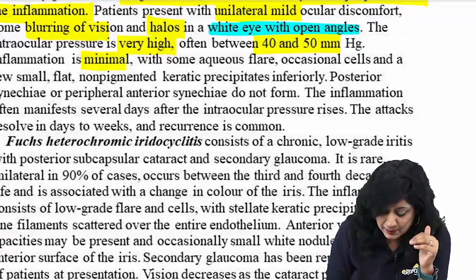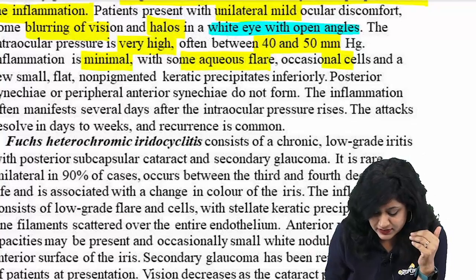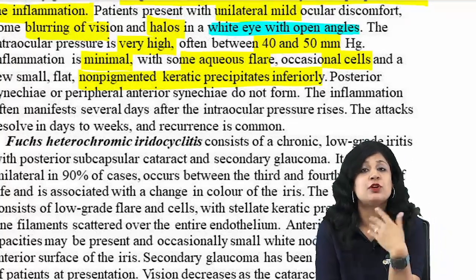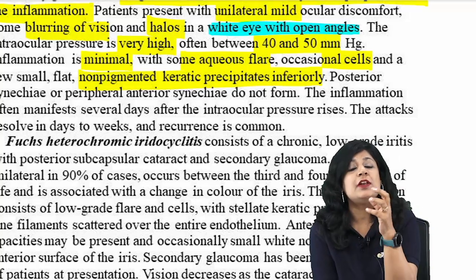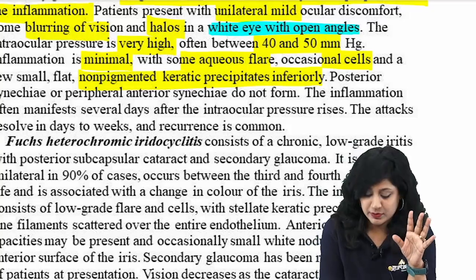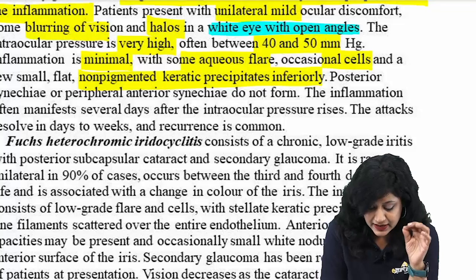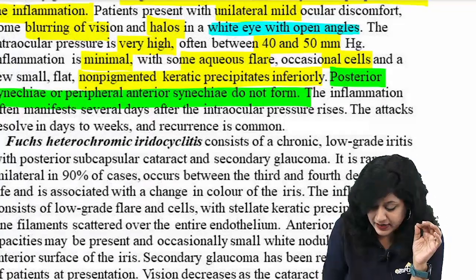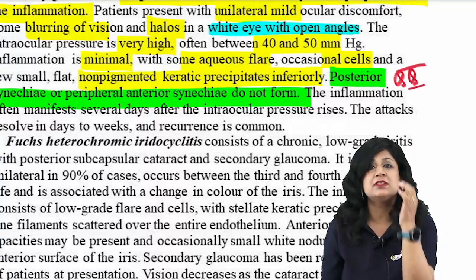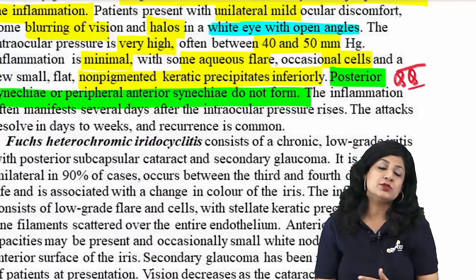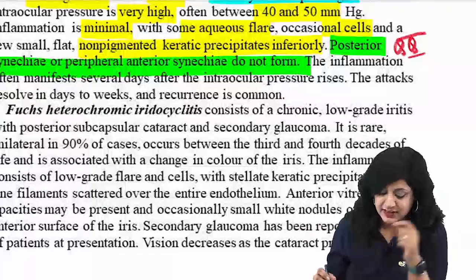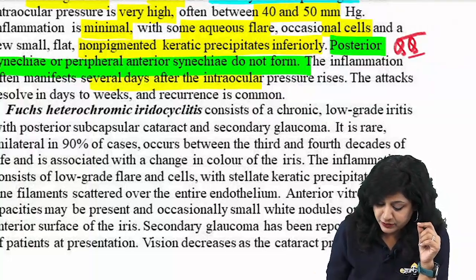The inflammation is minimal, with some aqueous flare, occasional cells, and non-pigmented keratic precipitates. So, though the glaucoma is more severe, with 40 to 50 mm of mercury, you will not get that amount of inflammation in the person. Another important thing: posterior synechiae or anterior synechiae do not form. Again, this is important because the same happens in Fuchs heterochromic iridocyclitis also. You are not going to have any kind of synechiae there.